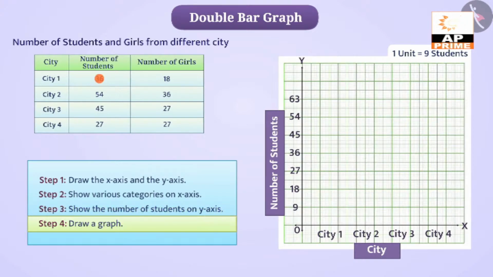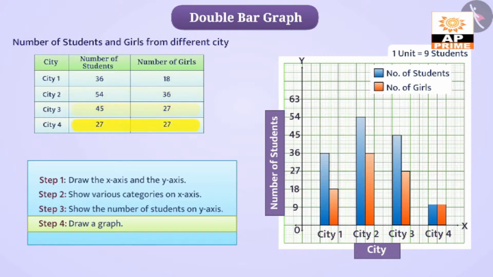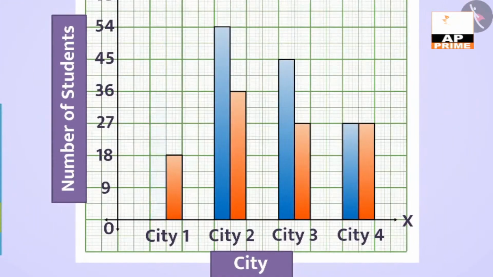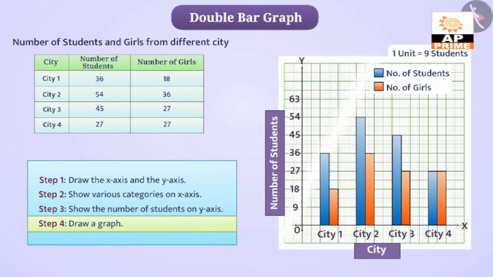We will denote the number of students coming from city 1 and the number of girls with a pair of bars in which one bar will represent the number of students and the other bar will denote the number of girls. Similarly, we will show the number of students coming from all the cities and the number of girls in pictorial form. Remember that we will keep the same width of each bar and keep the same distance between the pair of bars made for different cities. This will give us double bar graph.